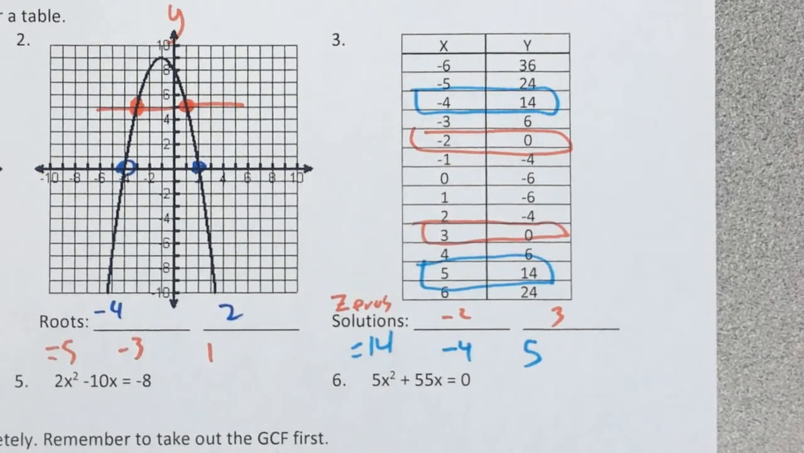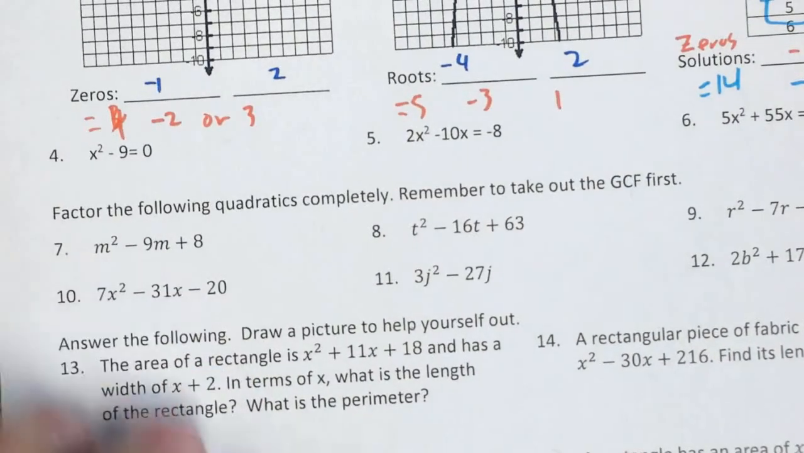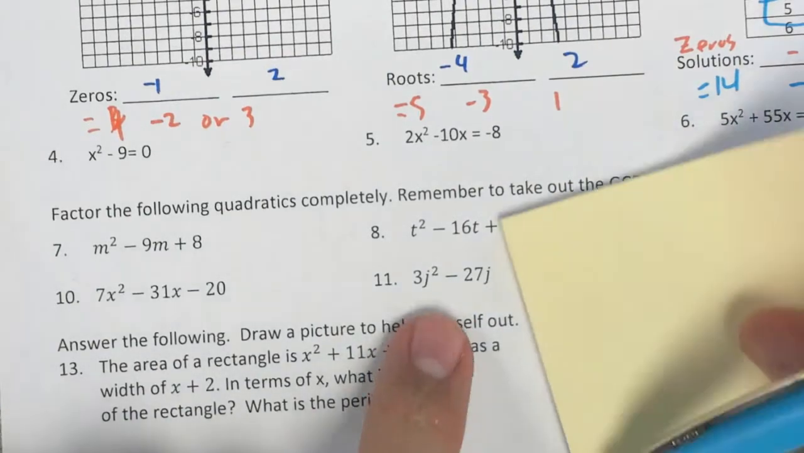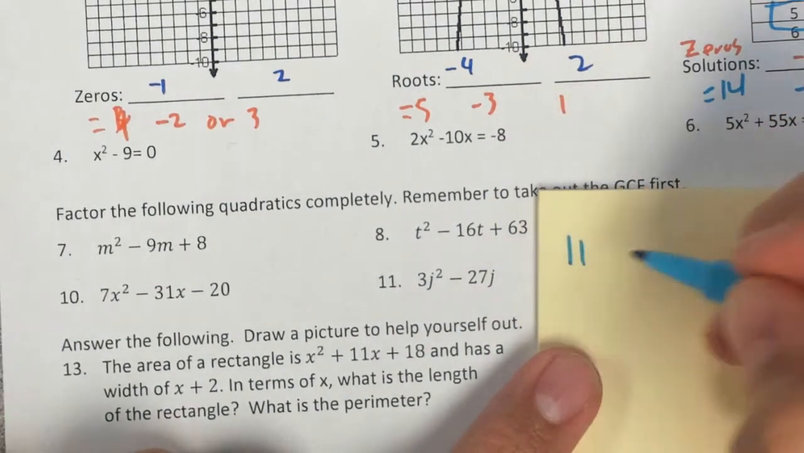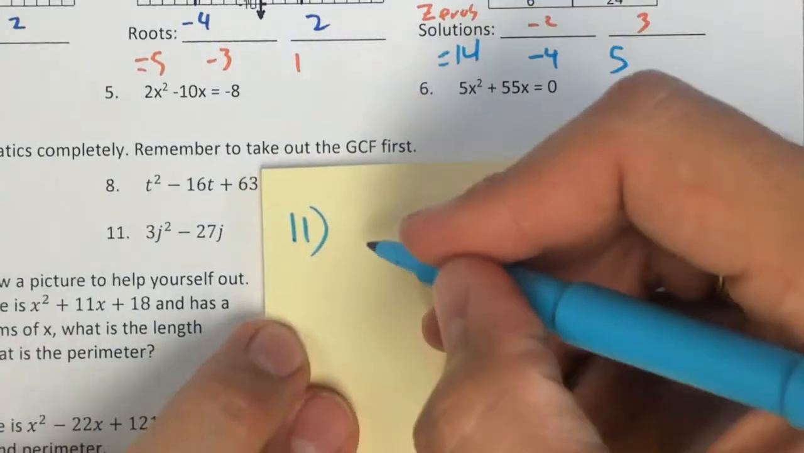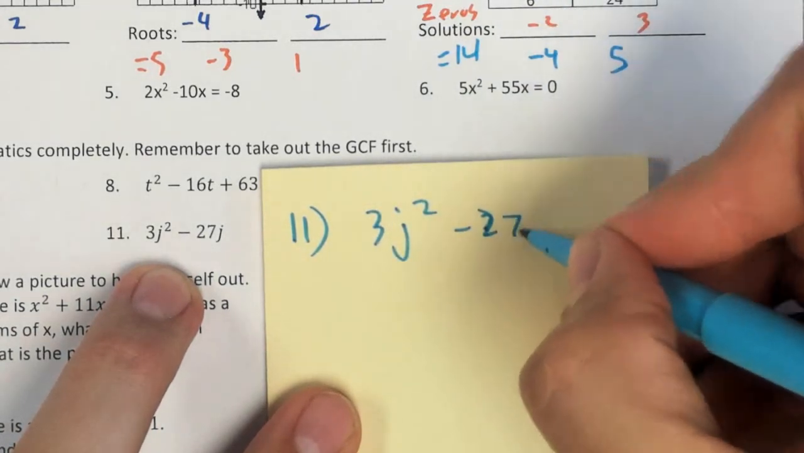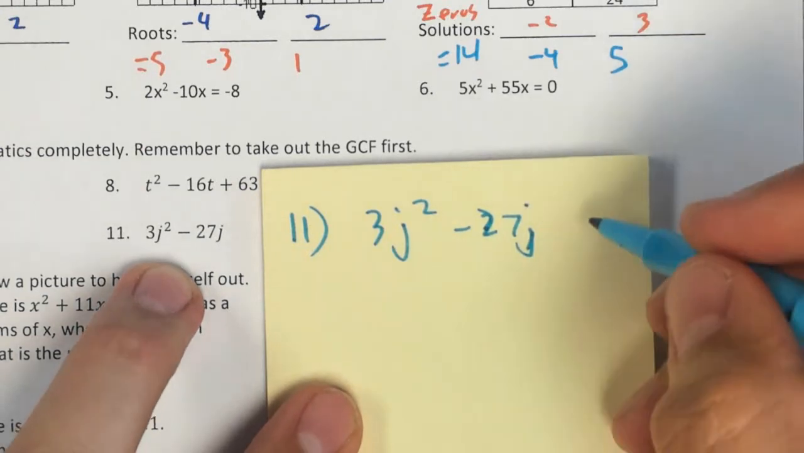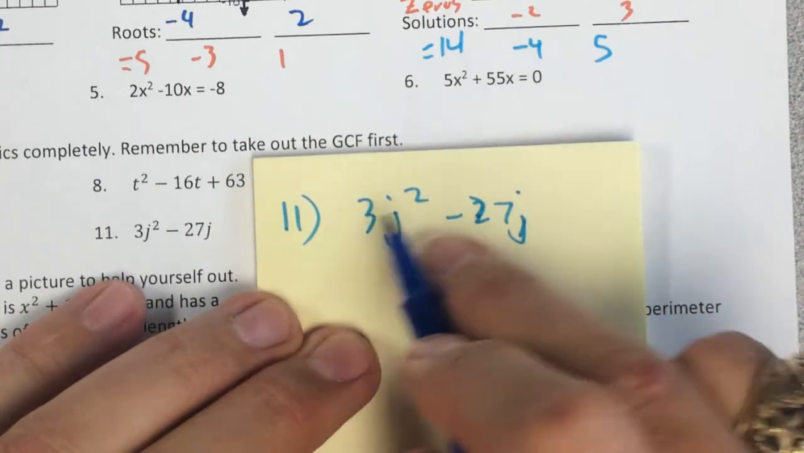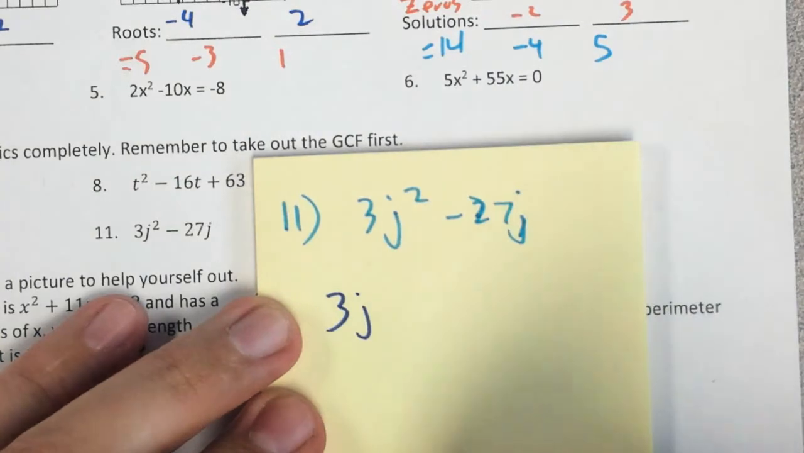Okay, we're going to factor these next ones. Factoring is simply the box method. Let's go ahead and let's do 11 first. You always check the GCF. You always check the GCF first. If I'm looking at this, I have 3j squared minus 27j. My first step, I look for the GCF. Number-wise, 3 and 27 both have a 3 in common. Both of these have a j, so that is my greatest common factor.